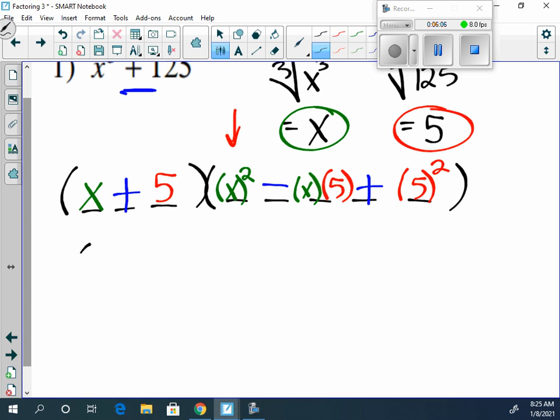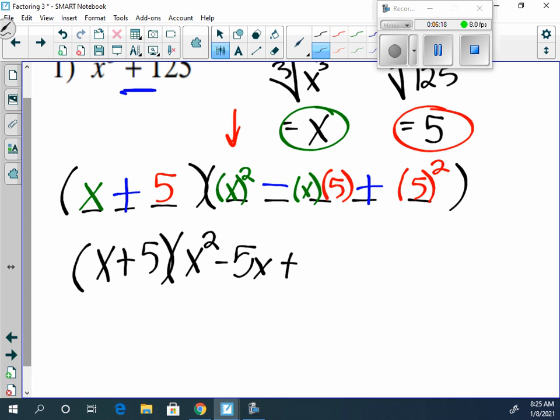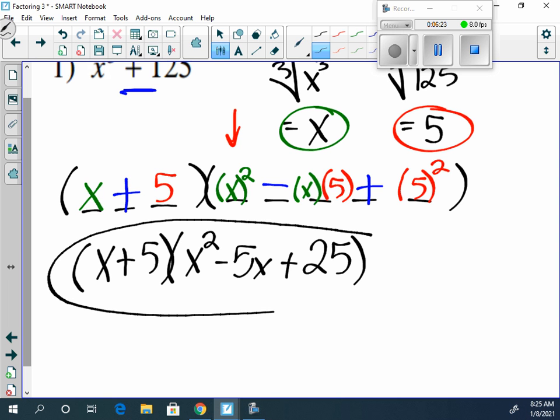Now the last thing we need to do is just simplify it. So it'd be x plus 5 times, well, this would just be x squared minus, well, 5 times x is 5x plus 5 squared would be 25. So that's it. So kind of like with our difference of perfect squares, it's just filling it into the formula and it works out nicely. That's about what we're going to be doing with this here.